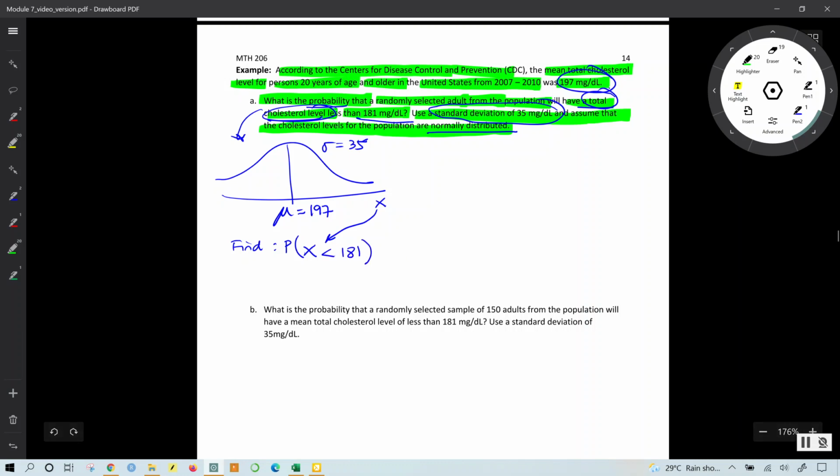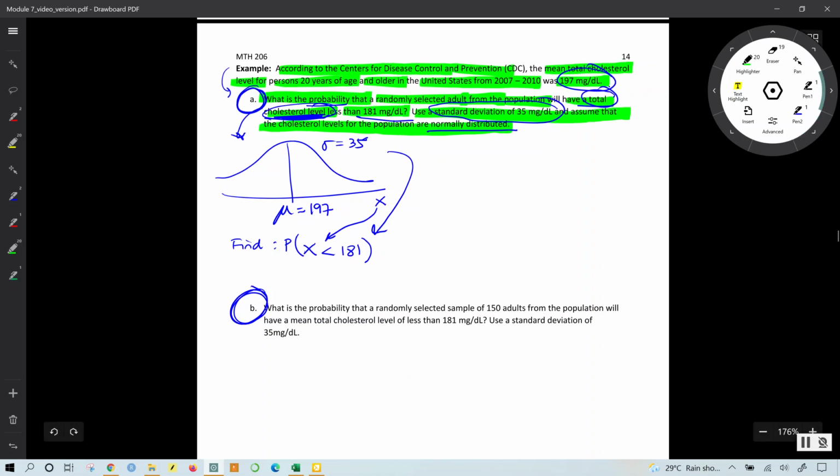Take note here that the purpose of this example is to show you the difference between the problems we considered in Module 6 under the normal distribution and the ones we're considering here. You observe that in this case, since the question is just talking about the cholesterol level, I am not deriving any distribution. I am using the original population distribution. So, I want to find the probability of X less than 181.